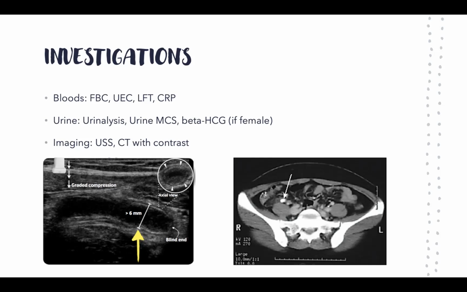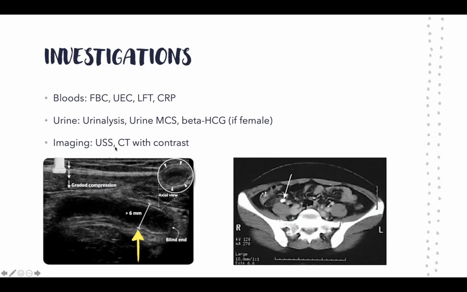Other things that we should usually do are a urinalysis and a urine MCS, ruling out other differential diagnoses such as a urinary tract infection. And beta HCG is very important, especially if they're female. This is a pregnancy test, because ectopic pregnancy is an important differential to rule out with this presentation and can be quite serious if missed. So it's very important to get beta HCG in the urine if they're female.